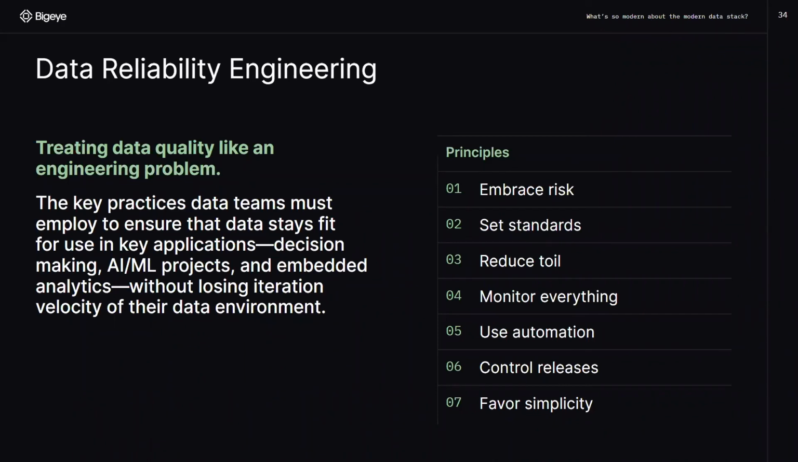And similarly, I think there's a lot of interesting things about controlling releases. Hey, if I could version my data, how do I manage slowly changing dimensions, et cetera? There's techniques out there for that. And again, favoring simplicity, only going complex if we have to.